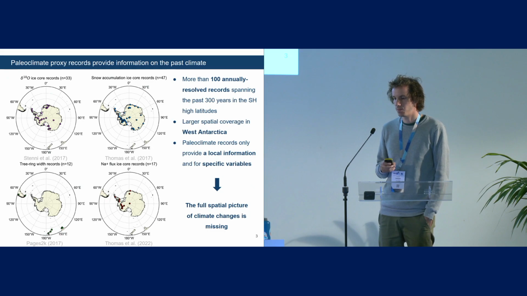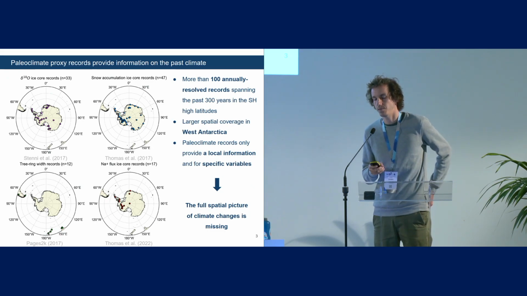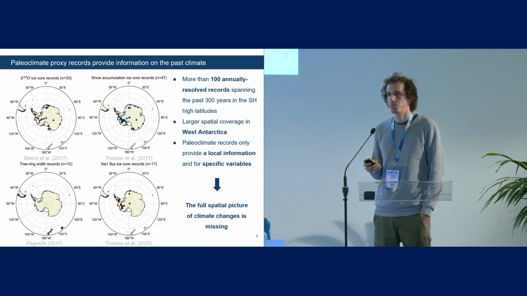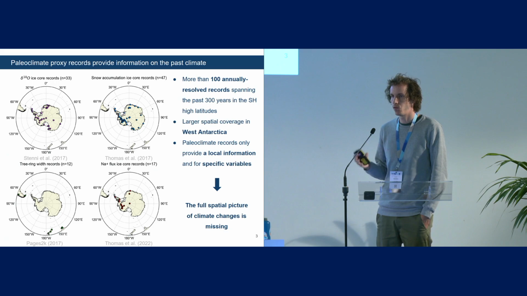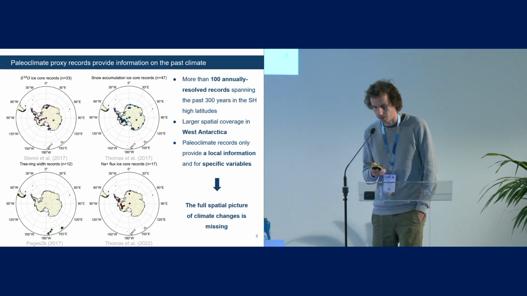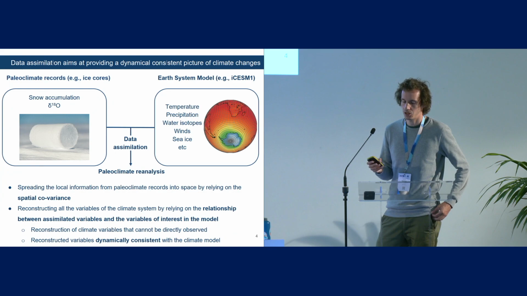The other thing is that paleoclimate records only provide information at the local scale, where the ice cores are drilled, for instance, and only for specific variables, but the full spatial picture of the change is still missing, as well as the driver of these changes. And here comes data assimilation.